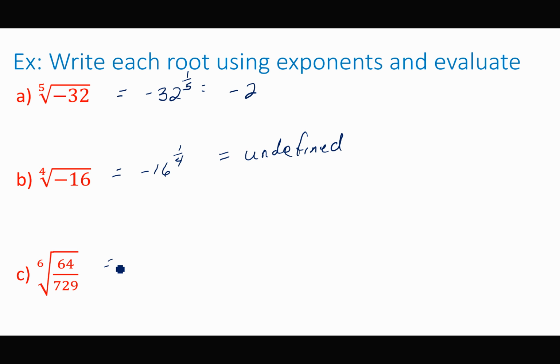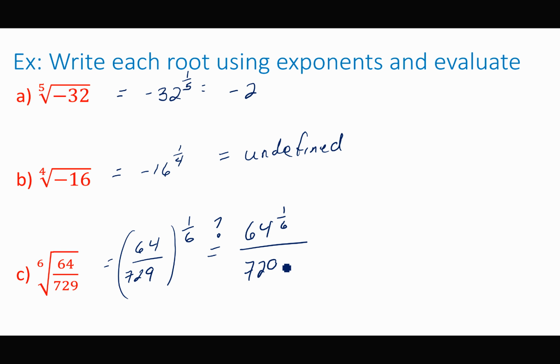Okay, this big one. The 6th root of 64 divided by 729. So let's transform from the 6th root. What would this be for the exponent of this piece? Ben, what do you say? 1/6. Okay. Question, is this the same as 64 to the 1/6 divided by 729 to the 1/6? Can I do that? Yes, those are equal.